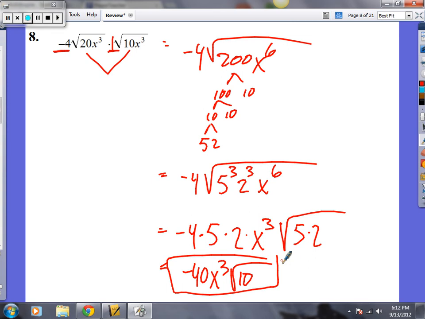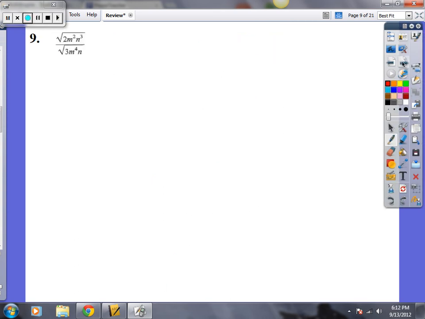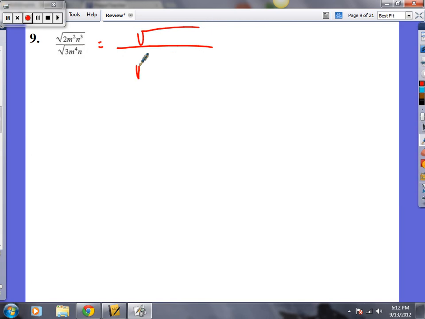Done. 9. Okay, now division. The division ones, you can simplify before you begin. So look at your numbers, 2 and 3, the fraction 2/3, can it be simplified any? And your answer is no. 2/3 is in its simplest form, so leave 2/3.